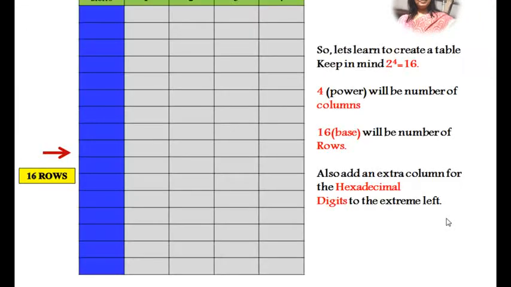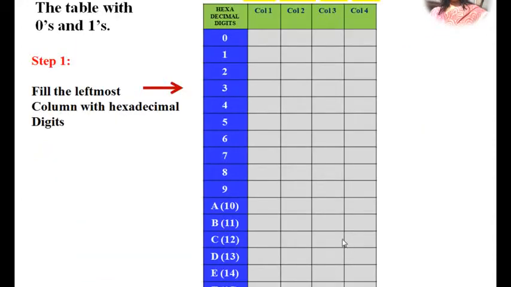So let us learn how to create a table for converting hexadecimal to binary and vice versa. Keeping in mind 2 to the power 4 is equal to 16, here the power value 4 will be the number of columns and 16, which is the base, will be the number of rows. Also add an extra column to the extreme left for putting the hexadecimal digits. Creation of table is already done.